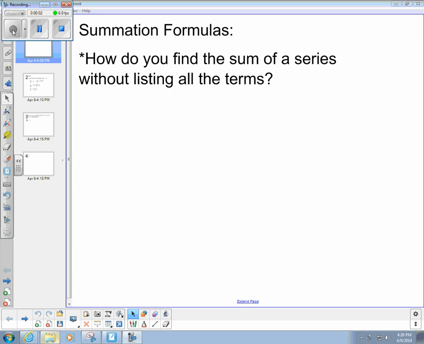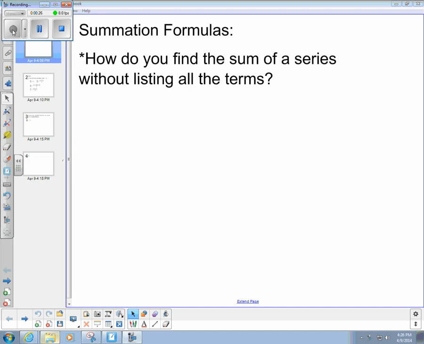We have discussed how to find the sum of an arithmetic sequence or a geometric sequence, but we have not talked about how to find a summation other than listing out terms and then adding them together. So there are a few formulas that you can use to find the sum of a series without having to just list all the terms, especially if you are trying to find a large partial sum.